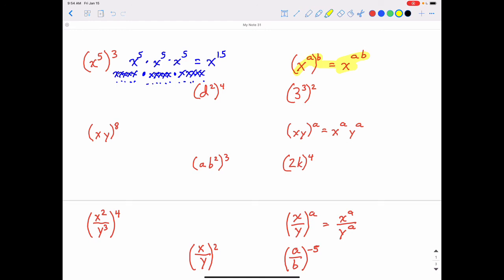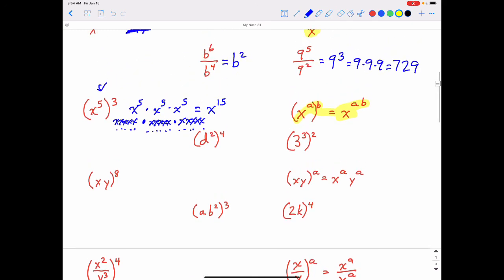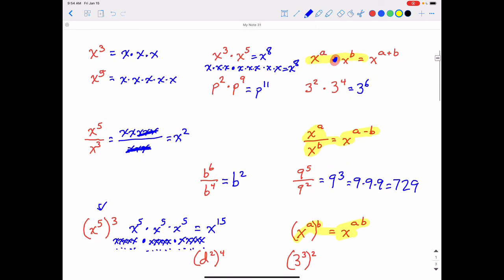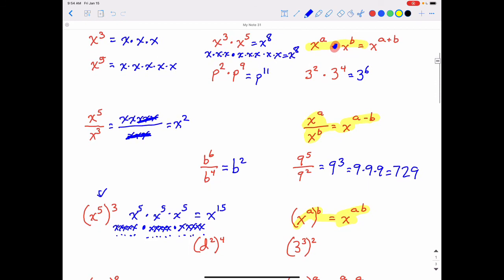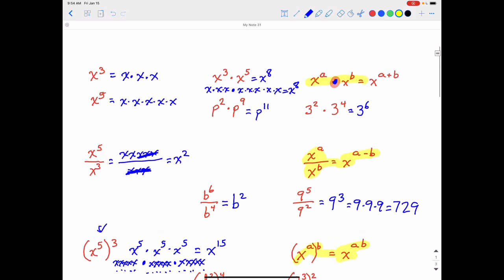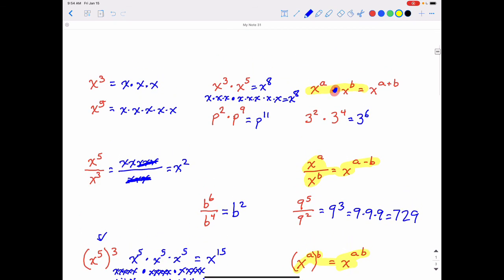Notice the difference between this one, x to the 5th to the 3rd power that's over here, and the first example we did, which was x to the 3rd times x to the 5th. Notice that in the first example, each of the variables had its own exponent, so we would add those together to get x to the 8th.